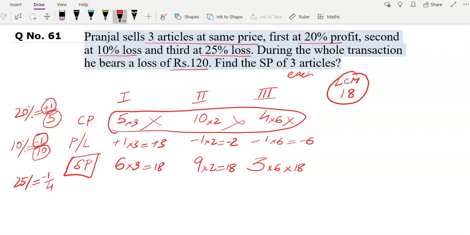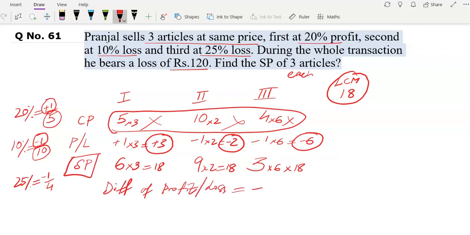Now in this question it's given, during the whole transaction he bears a loss of rupees 120. So the difference between profit and loss is 120. So this is profit, this is loss, and this is loss. So the difference of profit or loss is plus 3 minus 2 minus 6. So minus 8 plus 3 will give us minus 5. So there is a loss, a difference of minus 5.